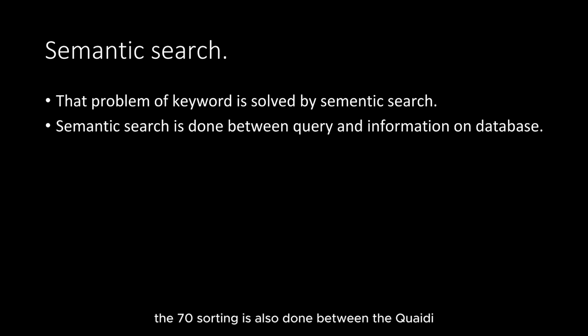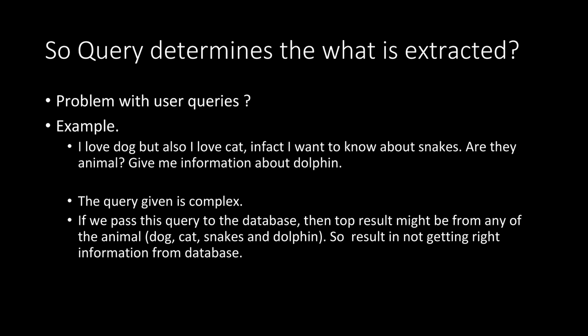The semantic searching is also done between the query and information in the database, which is the vector DB or vector database. Now we have understood that for searching we need a query, and the query determines what should be extracted from the database.